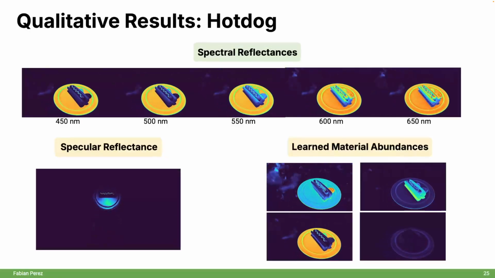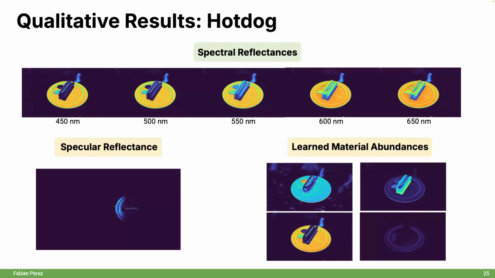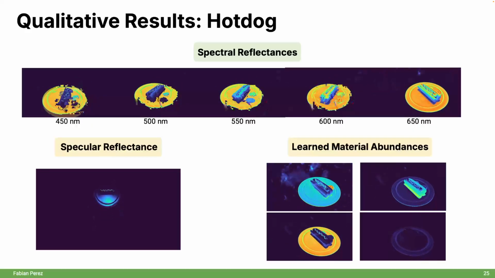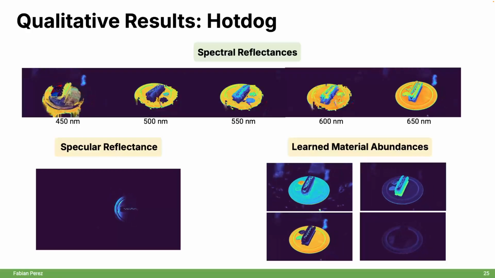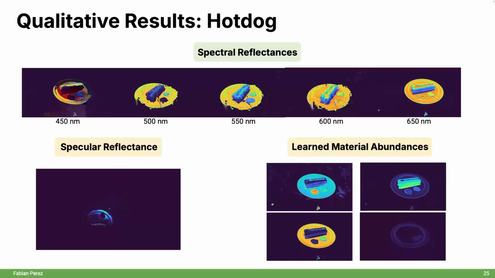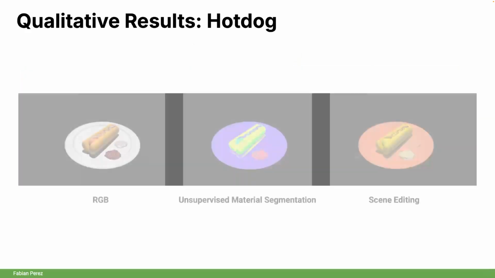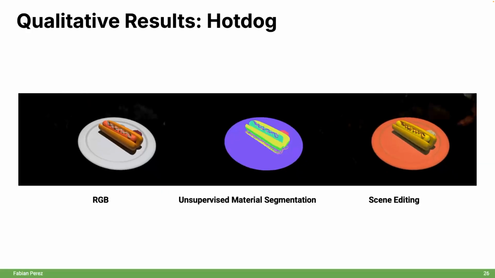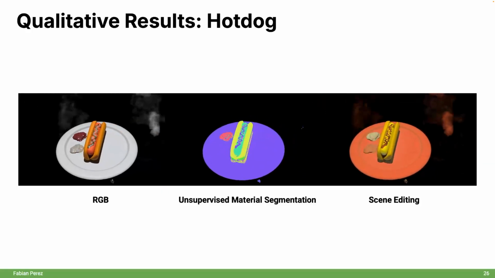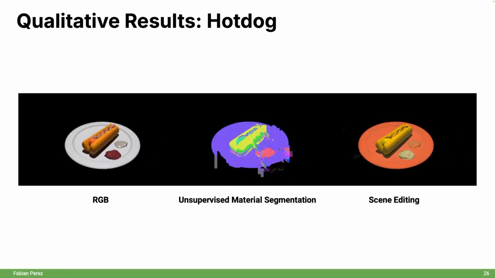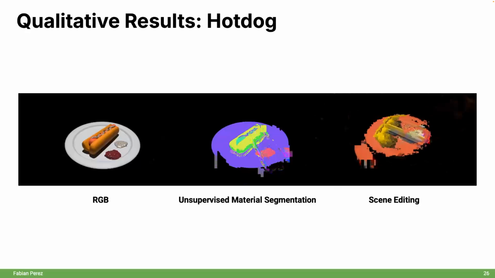Here we show some components of UnMix-NeRF rendered. Across the top, you see the spectral reflectance at several wavelengths. Notice how the relative response changes as the wavelength shifts. On the bottom left is the specular reflectance, and on the bottom right are the learned material abundances. On the left, here is a rendered RGB view from the hot dog scene. In the middle, you see the unsupervised material segmentation, and on the right, we do a material-level edit, which changes the endmembers in the scene, and the edit propagates coherently across the scene.